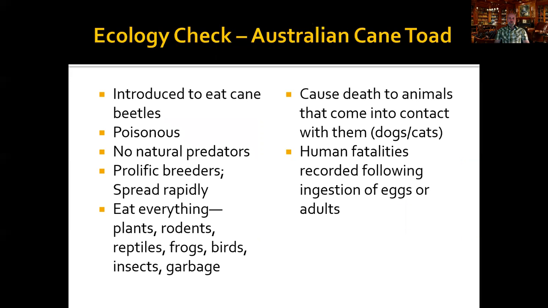So here's the problem. They introduced the cane toads to eat these beetles, but these toads are poisonous. In Central and South America, where the cane toads originate, they have lots of predators, and so they've developed poisons in their skin and in the little nodules on their back in order to protect themselves from predators. But in Australia, there were no natural predators.